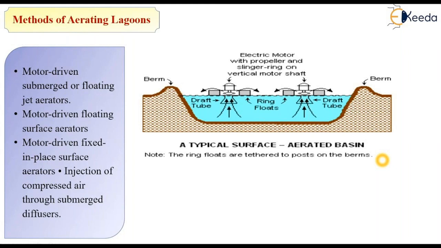Aerators are typically motor driven. They can be submerged or floating jet aerators or surface aerators, fixed in place aerators, or injection of compressed air through submerged diffusers.